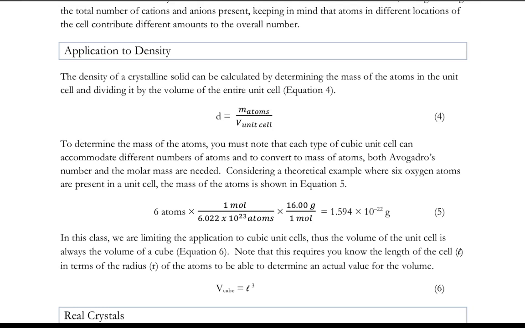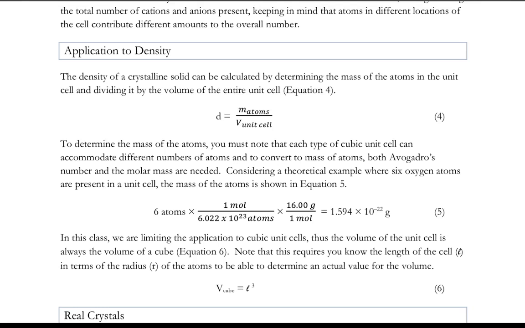So this hypothetical example with 6 atoms, none of the 3 have 6 atoms per unit cell, but this is just showing you the dimensional analysis step that we would do to figure out the mass. So if there were 6 atoms, well, we would then convert those atoms to moles with Avogadro's number, so we divide by Avogadro's number.